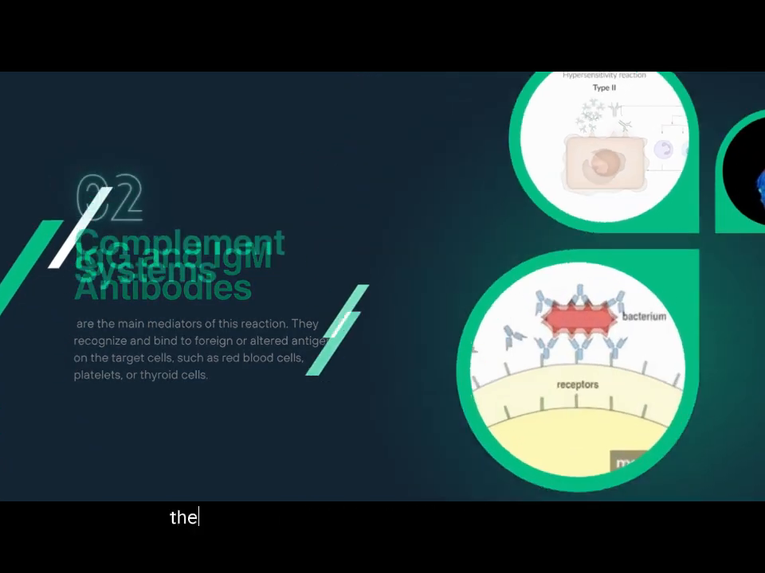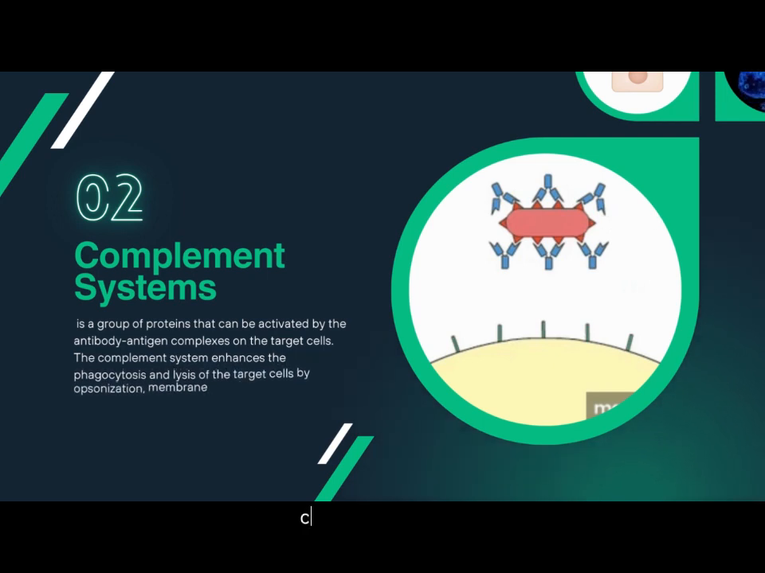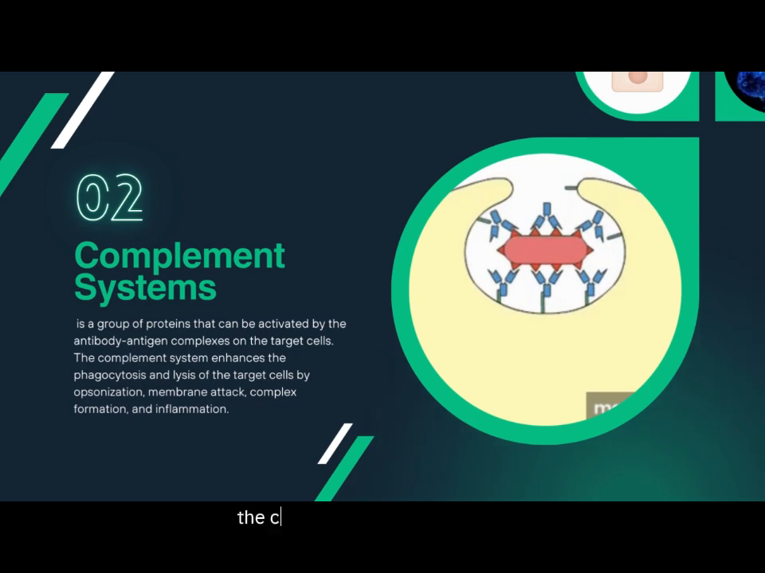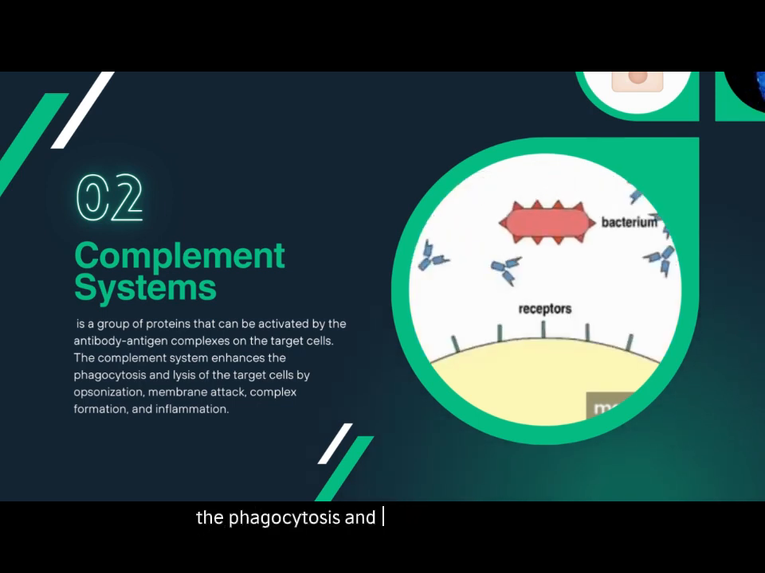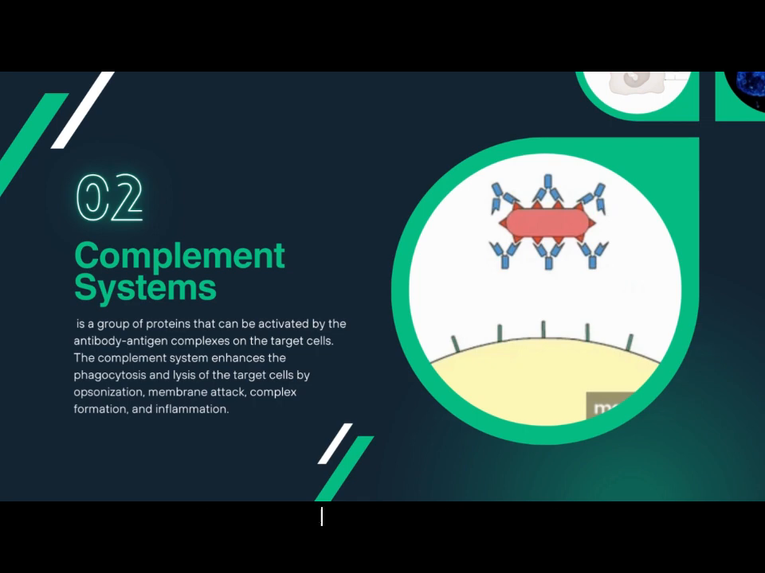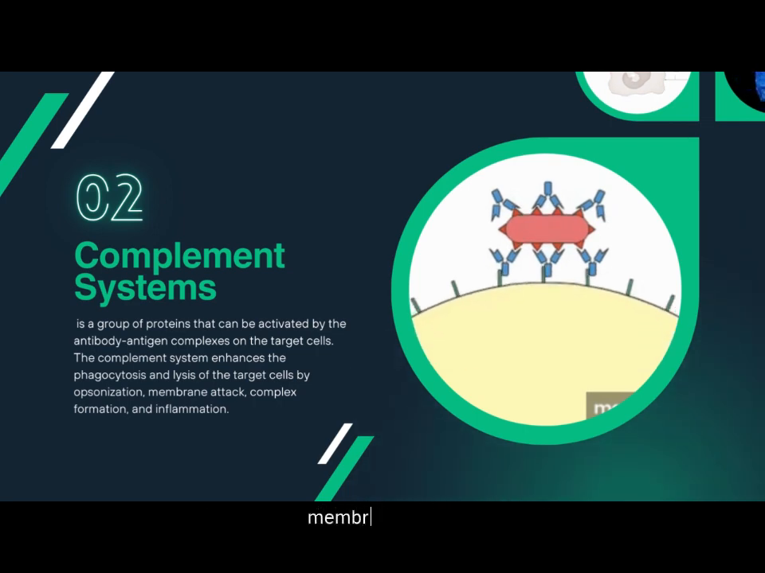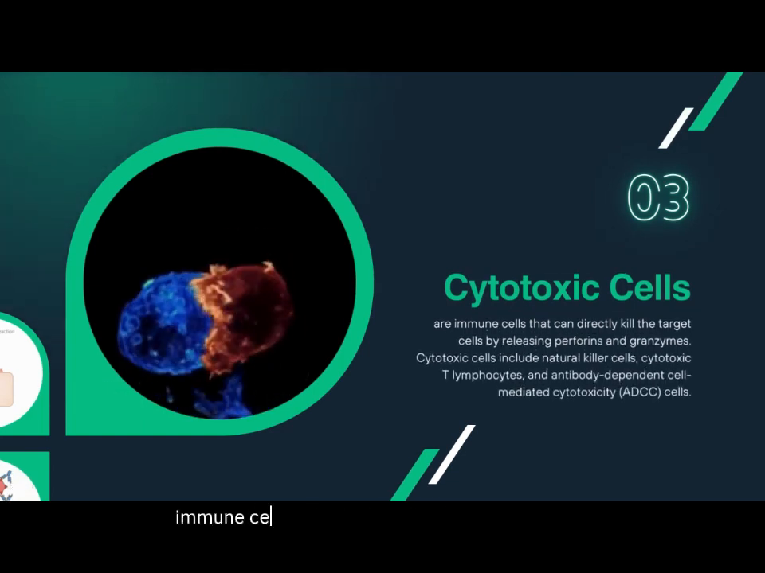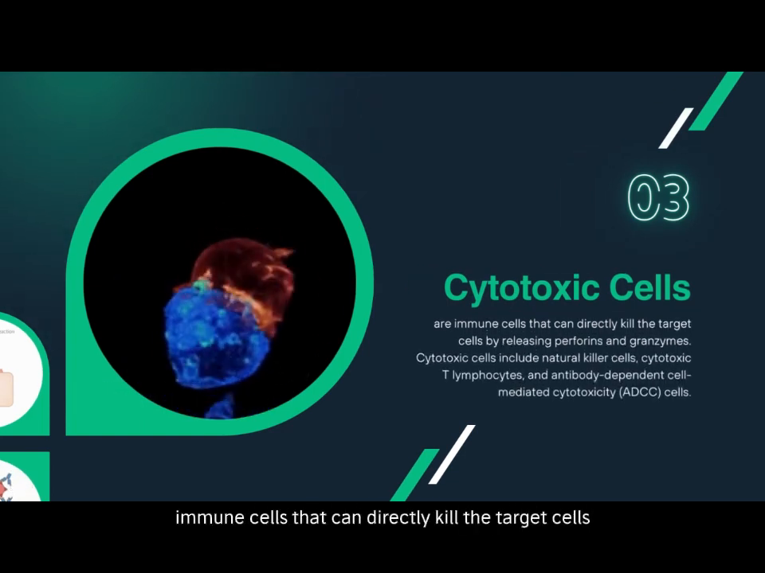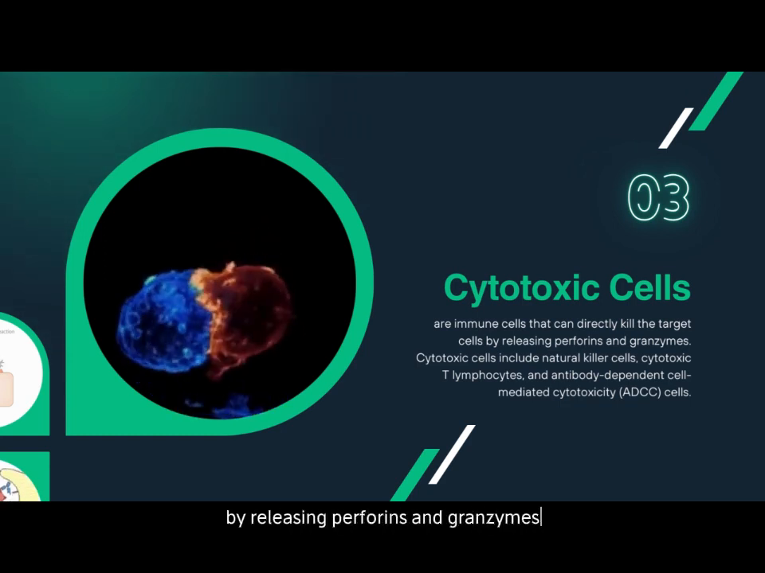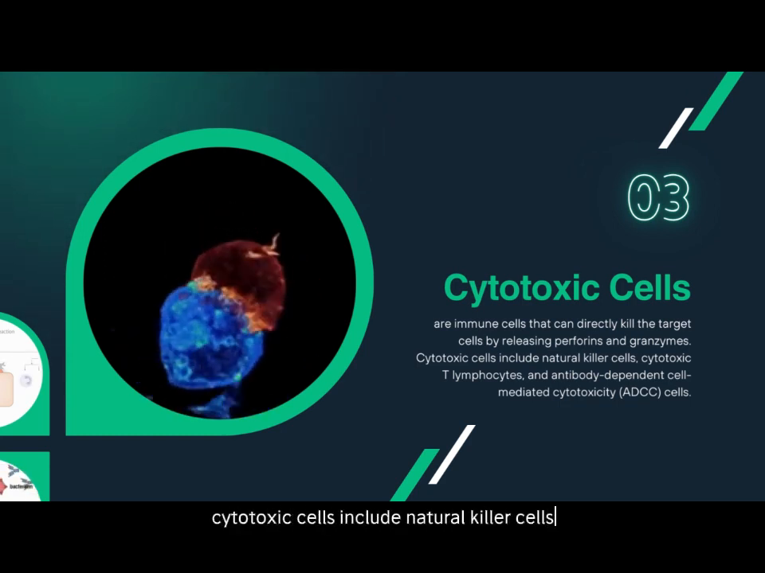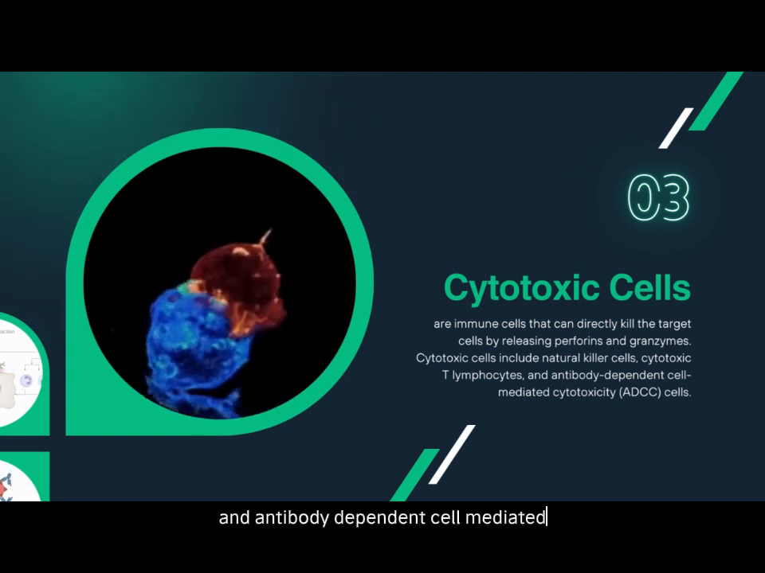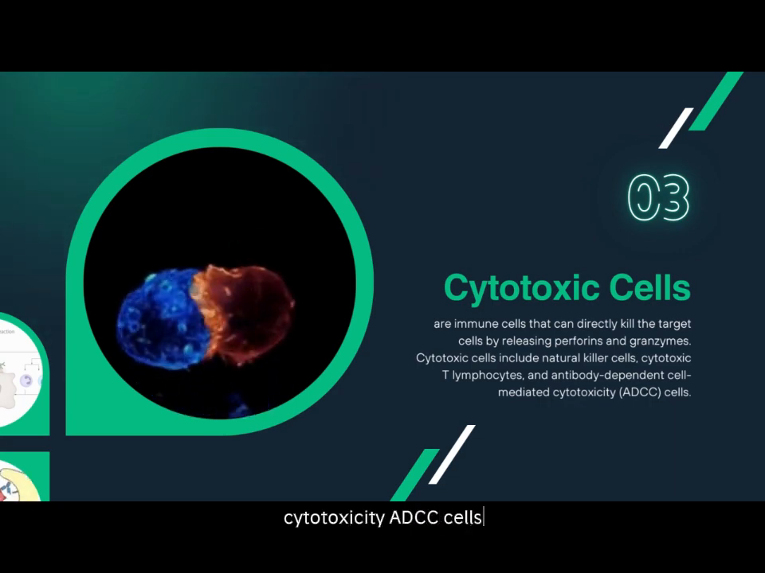The complement system is a group of proteins that can be activated by the antibody-antigen complexes on the target cells. The complement system enhances the phagocytosis and lysis of the target cells by opsonization, membrane attack complex formation, and inflammation. Cytotoxic cells are immune cells that can directly kill the target cells by releasing perforins and granzymes. Cytotoxic cells include natural killer cells, cytotoxic T lymphocytes, and antibody-dependent cell-mediated cytotoxicity (ADCC) cells.